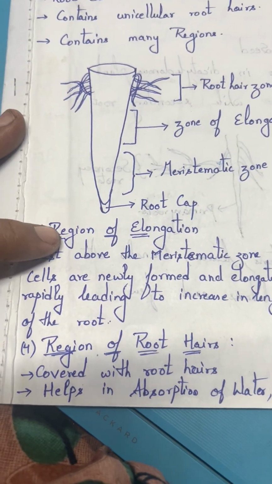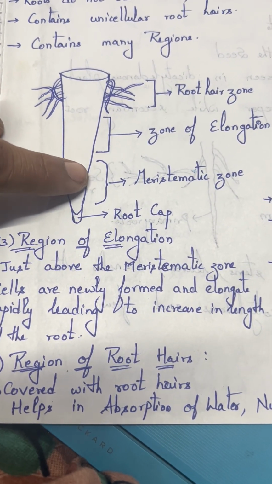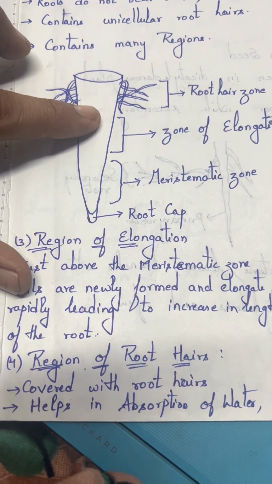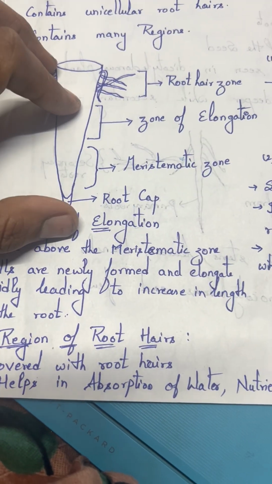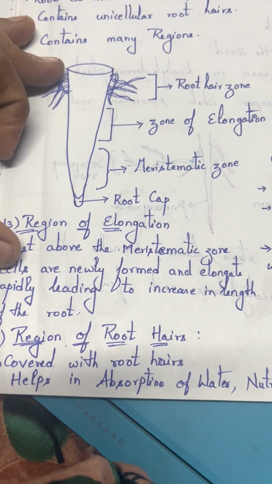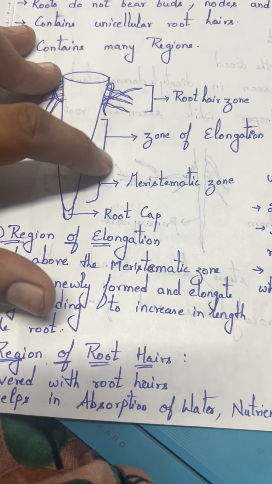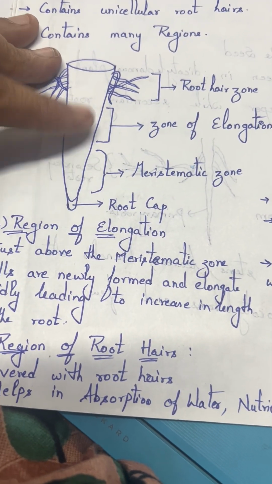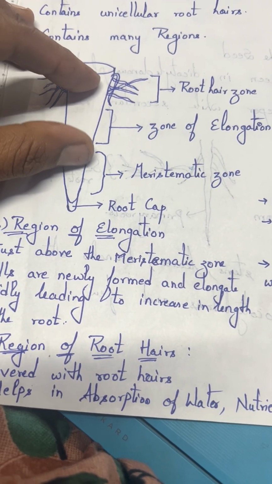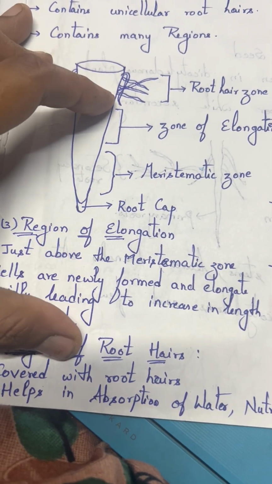Next, region of elongation. As new cells develop over here, the old ones, that is the ones which had already been produced, go upwards. Just above the meristematic zone, cells are newly formed and elongate rapidly, leading to an increase in the length of the root. This is known as the zone of elongation. As new cells are being developed and pushed on to the zone of elongation, the root increases in length, thereby going deep into the soil.